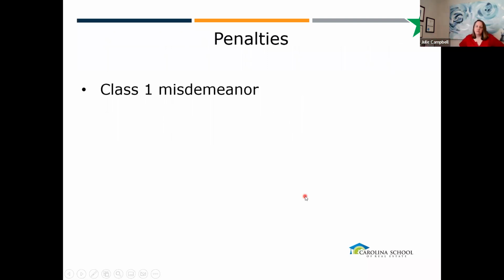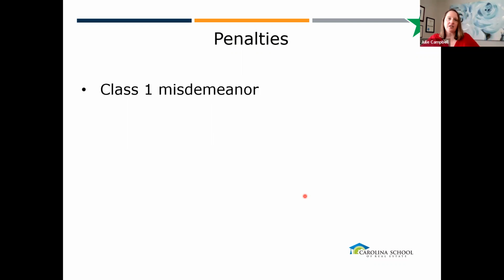Failure to properly handle the timeshare. If we do have to go to court, the developer could be facing a class 1 misdemeanor, which is now fines and jail time. So they can be fined and they could go to jail. Timeshares are highly regulated.